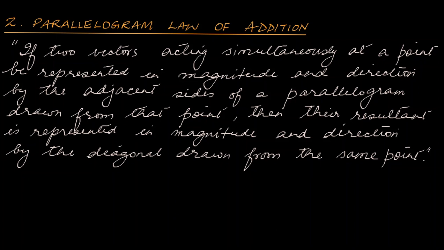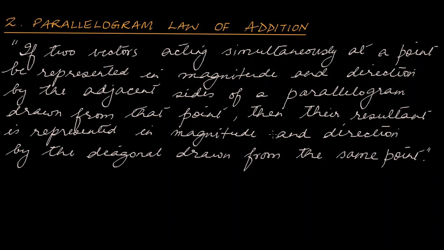The parallelogram law of addition of vectors. Okay, so let us read the statement first of all. If two vectors acting simultaneously at a point be represented in magnitude and direction by the adjacent sides of a parallelogram drawn from that point, then their resultant is represented in magnitude and direction by the diagonal drawn from the same point. Now what does this mean?